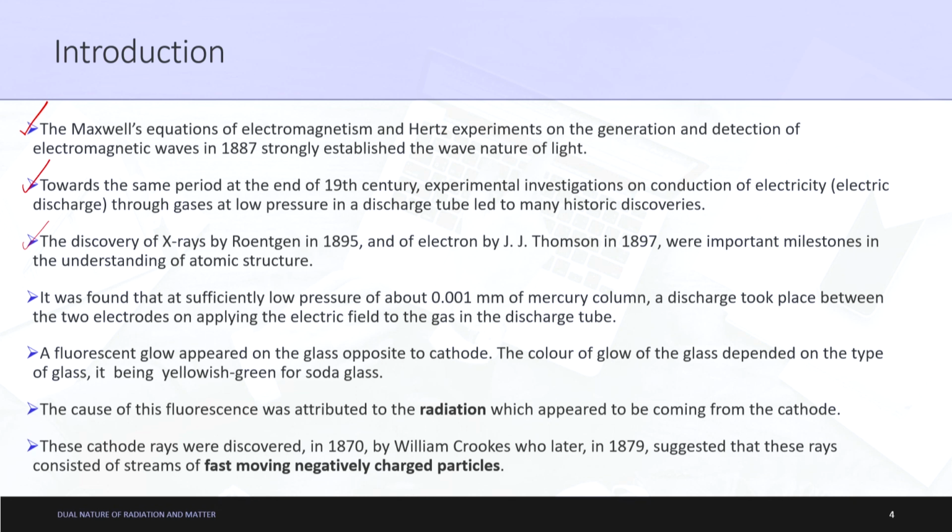Now it was found that at sufficiently low pressure, about 0.001 mm of mercury column, a discharge took place. You know that pressure can also be measured in terms of the height of the mercury column. So at very low pressure, corresponding to 0.001 mm of mercury column, a discharge took place. A new thing was observed when scientists were experimenting. They found that a discharge took place between the two electrodes on applying an electric field to the gas in the discharge tube.